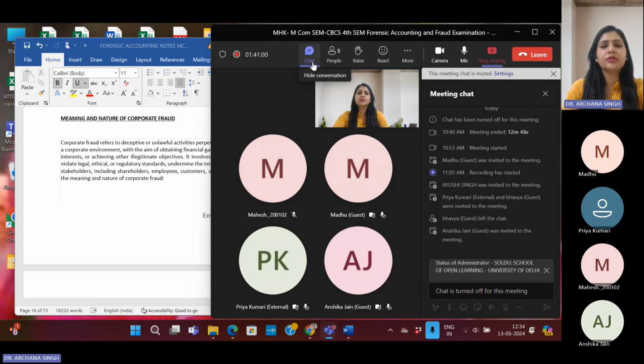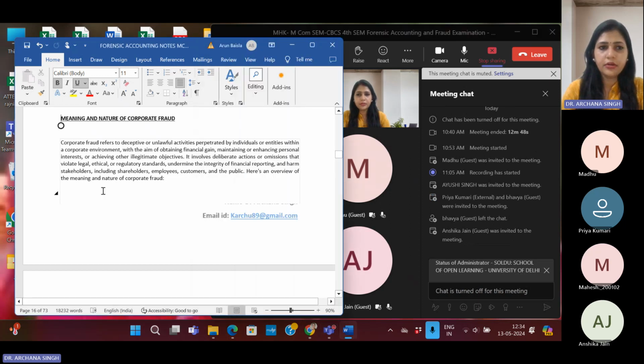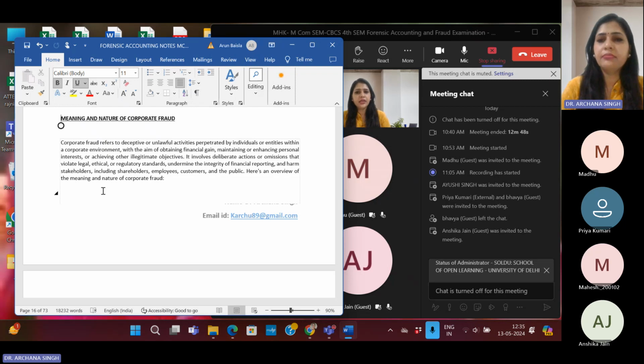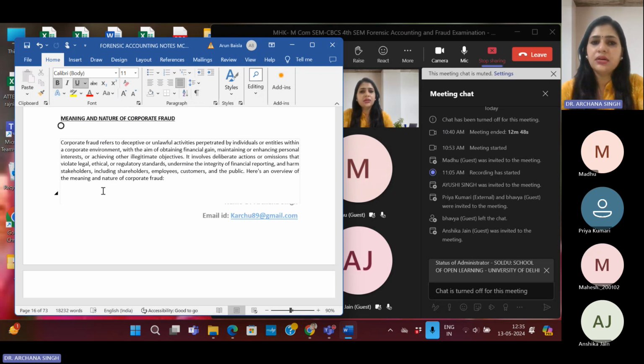Okay, so now the next topic is meaning and nature of corporate fraud. Corporate fraud basically means misappropriation or unlawful activities by individuals or entities within the corporate environment with the aim of obtaining financial gain, okay, and maintaining their personal interest or achieving their illegitimate objectives. So basically it involves deliberate actions or omissions that violate legal, ethical and regulatory standards, undermining the integrity of financial reporting and harming the stakeholders.